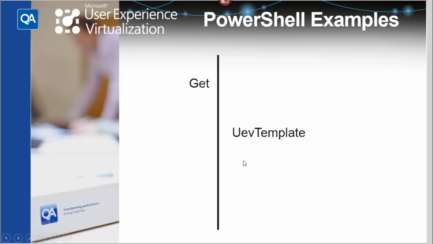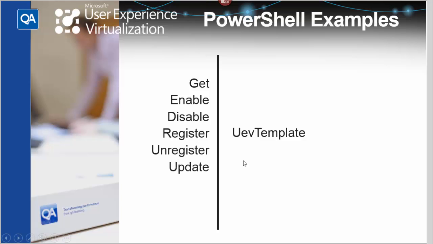UEV template, I have the get, enable, disable, register, unregister, update, and test commands. Now for the template, the get will get me a list of templates that are installed. I can then individually enable or disable templates, I can register a new template to the client. I can unregister existing templates. And if I have an update on the catalog share, then I can do the update UEV template to get it to go and pull down the latest updates. Whereas the test UEV template cmdlet tests the template against the XSD schema file for any errors.